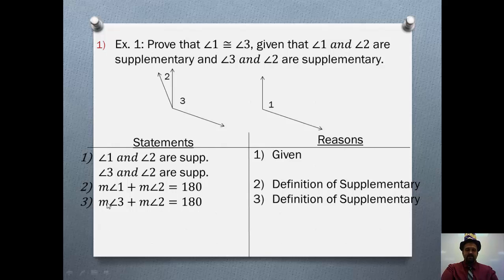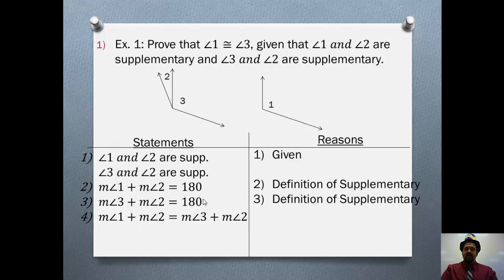If I set these two globs equal to each other, I have measure of angle 1 on one side and measure of angle 3 on the other side. And if I can get rid of measure of angle 2 from both sides, well, I'm getting closer to where I want to be. So, the shot in the dark, let's set measure of angle 1 plus measure of angle 2 equal to measure of angle 3 plus measure of angle 2 by going through this middle domino.